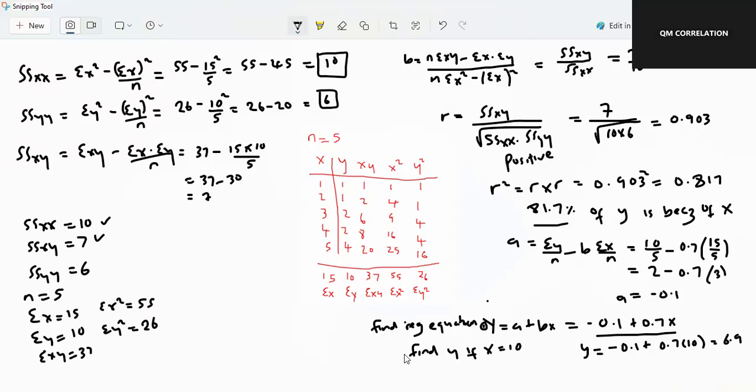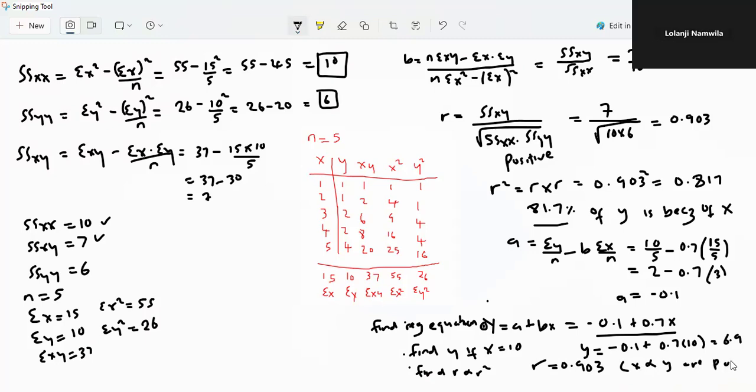Then part C, find R and R squared and interpret. What was our R? We already calculated it. Our R was 0.903. What does it mean? It means X and Y are positively related. It's a sign that we're really interested in here. So X and Y are positively or directly related. Is that clear?